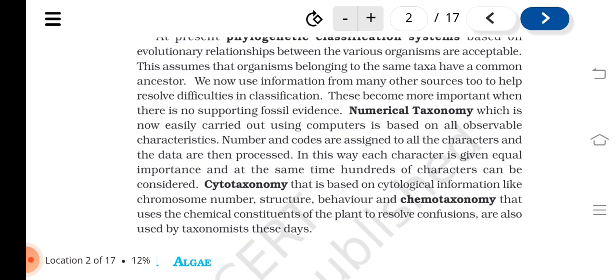Numerical taxonomy, which is now easily carried out using computers, is based on all observable characteristics. Numbers and codes are assigned to all the characters and the data are then processed. In this way, each character is given equal importance and at the same time hundreds of characters can be considered. Cytotaxonomy, that is based on cytological information like chromosome number, structure, behavior, and chemotaxonomy, that uses the chemical constituents of the plant to resolve confusions, are also used by taxonomists these days.